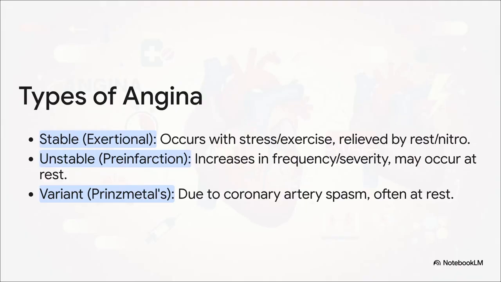Now, just to make it interesting, not all angina is created equal. You've got stable angina, that's the predictable kind. It shows up with exercise and it goes away with rest or a little nitroglycerin. Simple enough. Variant angina is a bit weird. It's from a coronary artery spasm. But the one you really have to have on your radar is unstable angina. This is a huge, flashing red light that a heart attack could be right around the corner.